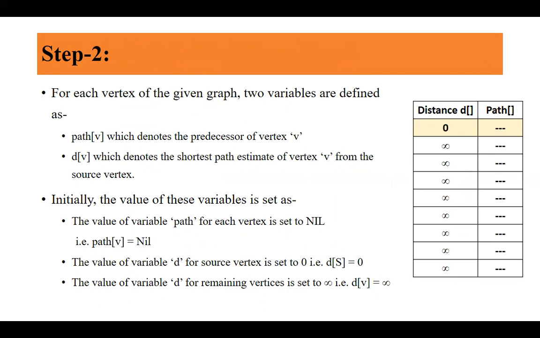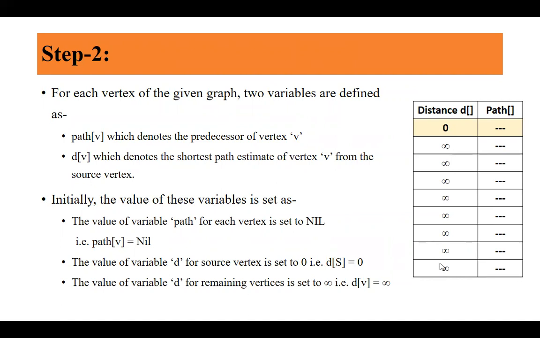Fine. Now, distance D estimates the shortest path estimate of vertex V from the source vertex. Initially, the source vertex distance is 0, and the rest of the vertices' distance is infinity. The value of the variable path for each vertex is set to nil; here I've just put a dash. And the value of distance D for the source vertex is 0, and for the remaining vertices it is set to infinity.